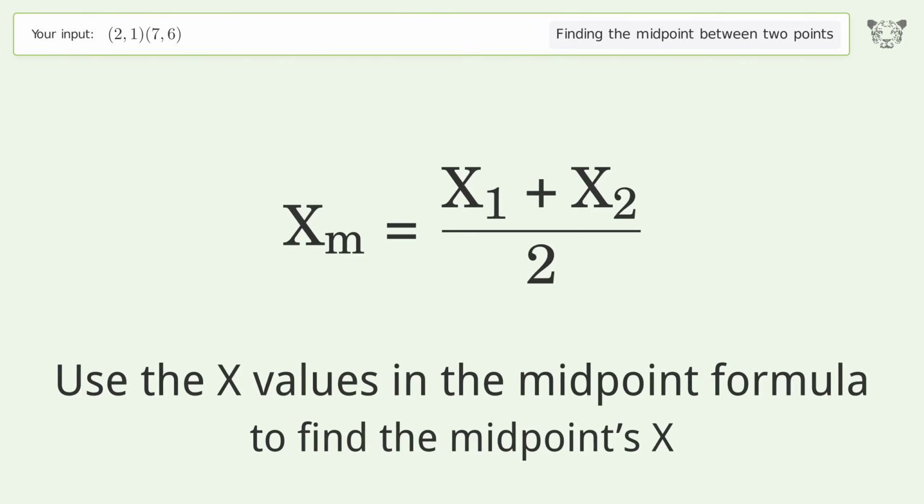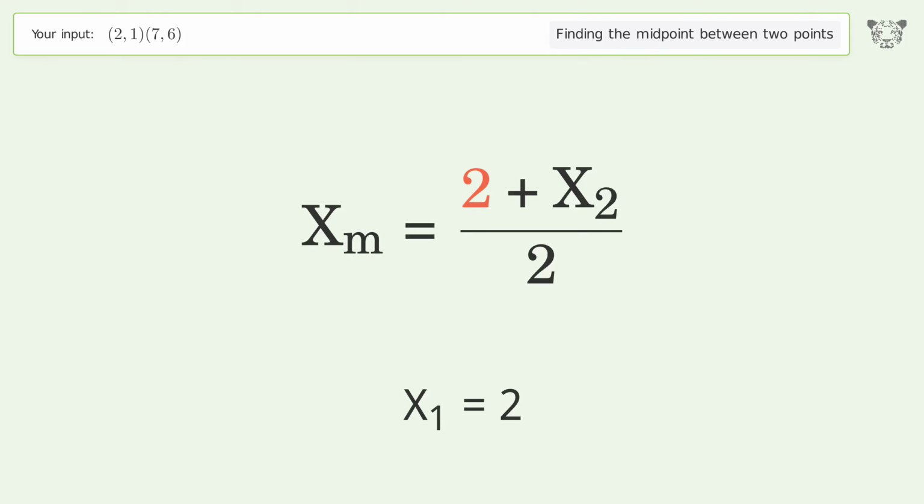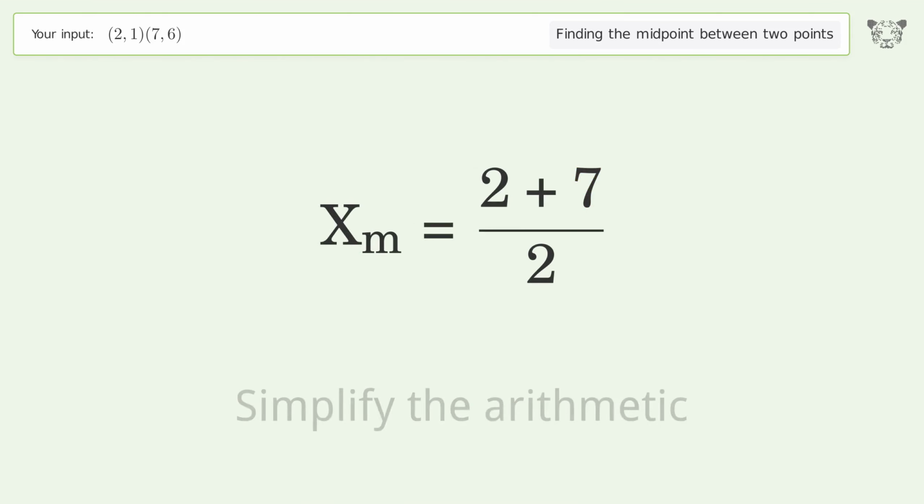Use the x values in the midpoint formula to find the midpoint's x. x1 equals 2. x2 equals 7. Simplify the arithmetic.